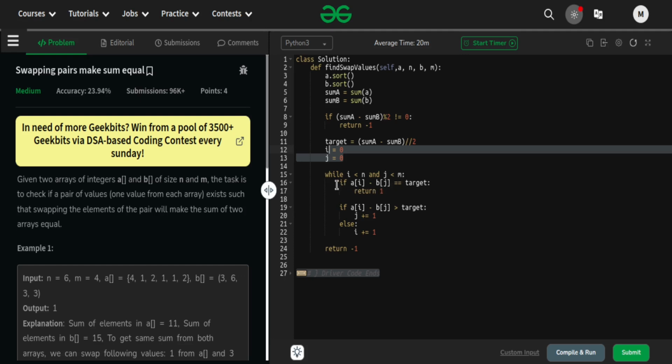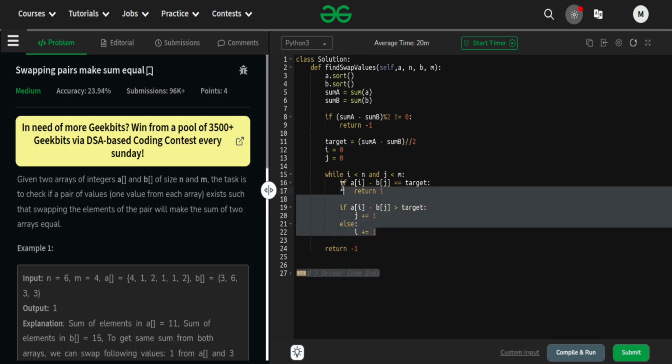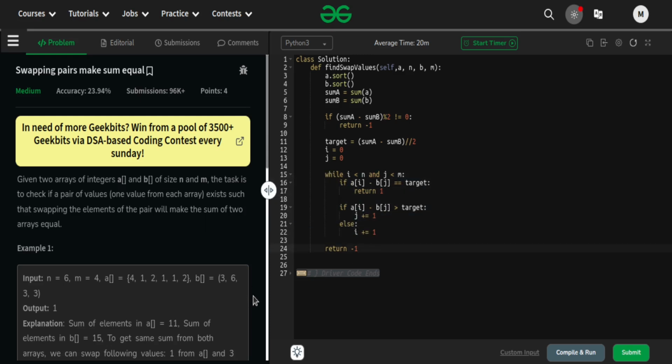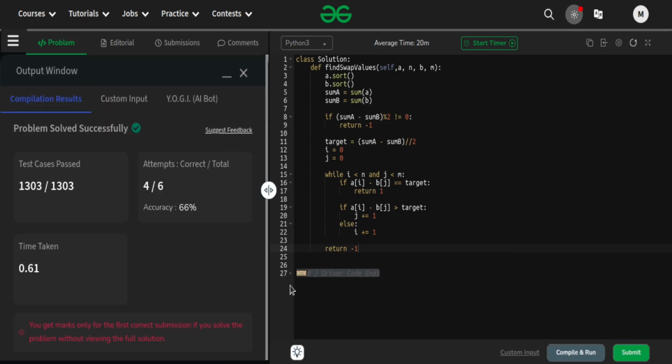If the difference between the ith element of array A and the jth element of array B is equal to target, then we are going to return 1. Otherwise, the j or i pointer will be increased appropriately. And if towards the end we are not able to find such a pair, then we are going to return -1. So that's the code, folks. Now let us submit our solution. So our solution got accepted.